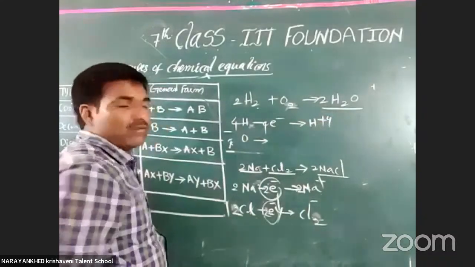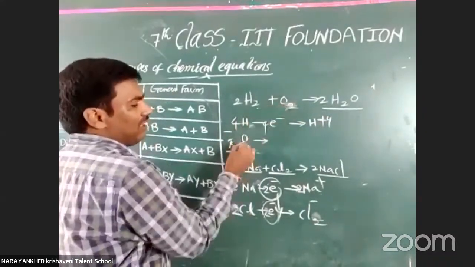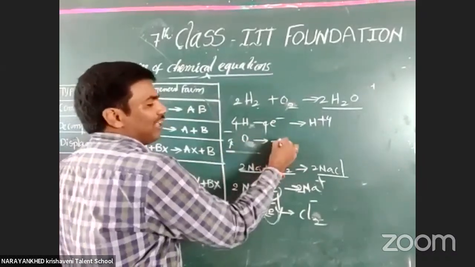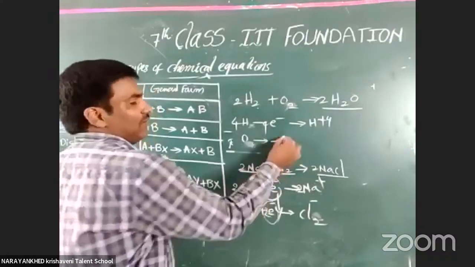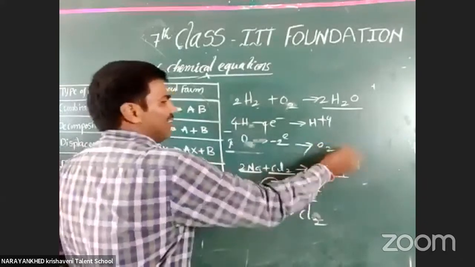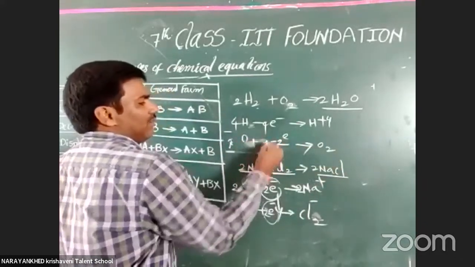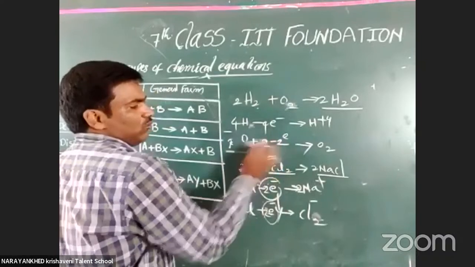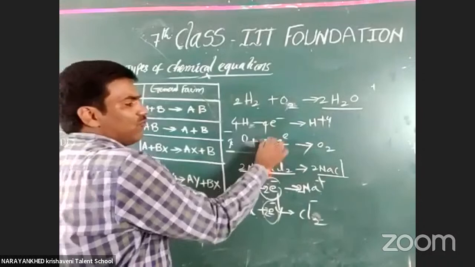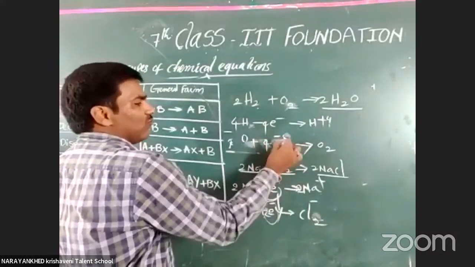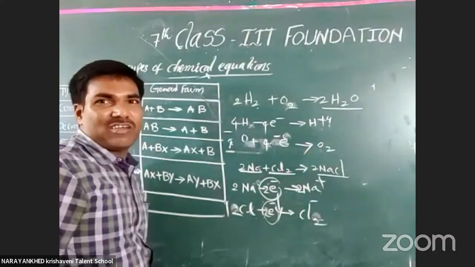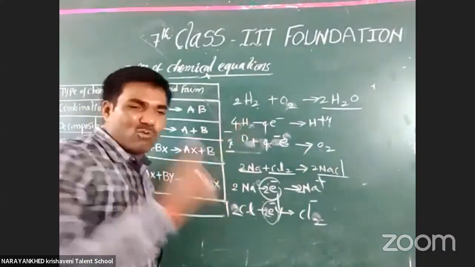Four are available for us. And how many oxygens are involved? Two. One oxygen requires how many electrons? Two electrons. Now it gains the two electrons and forms oxygen gas. Two into 2, that is 4 electrons, taken from hydrogen, and it forms as oxygen gas. Understood? Hydrogen contains one electron only.